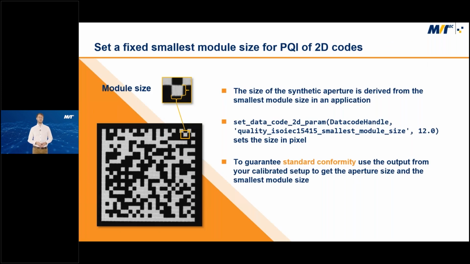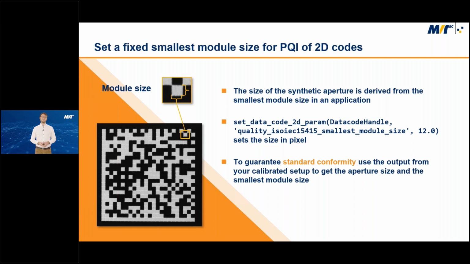Another thing for PQI, you can now set a fixed smallest module size for the 2D codes. This is because the size of the synthetic aperture in the standard is derived from the smallest module size in the application. So module size, if you're not familiar, you can see on the left side what the module size of a data code is. And you can just set this with set_data_code_2d_param with this parameter. You set it in pixels, and now you can ensure that it's standard conform to use the output in your calibrated setup, because the smallest module size defines your synthetic aperture.